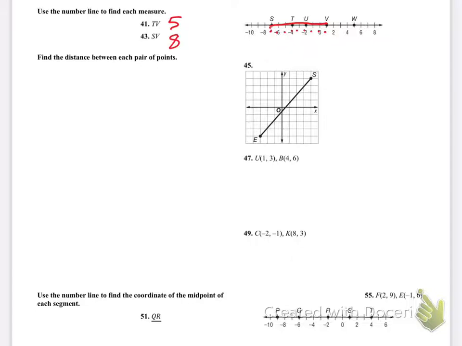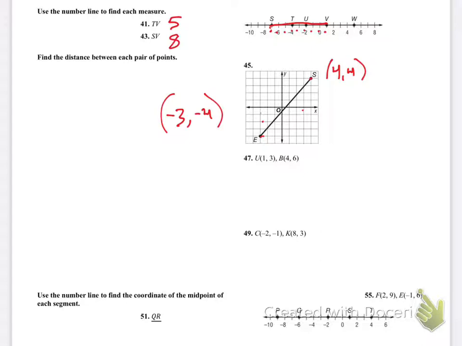All right. Find the distance between each pair of points. So I have a point here, I have a point here. S is going to be 1, 2, 3, 4. So S is going to be 4, 4. So we're just finding the coordinates. And then E is going to be 1, 2, 3. So -3. And then down 1, 2, 3, 4.